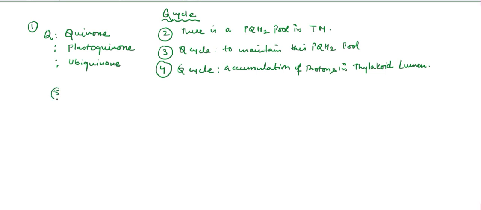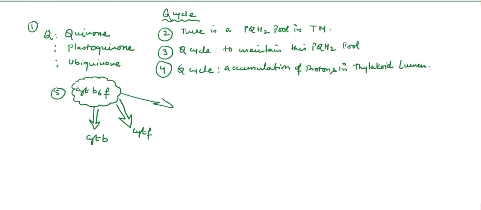Fifth point, cytochrome B6F, this is an important one. It has three important components. One is cytochrome B, one is cytochrome F, and third is iron sulfur protein. So these are the important points.